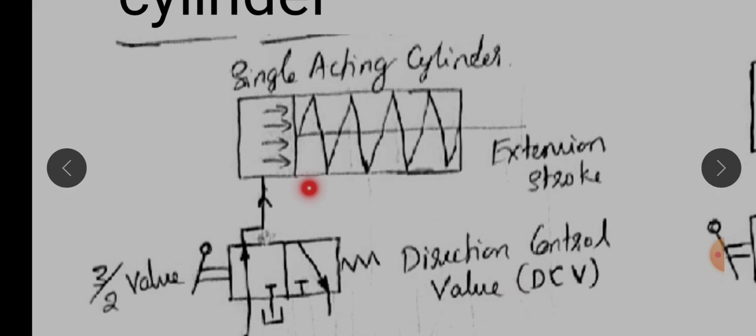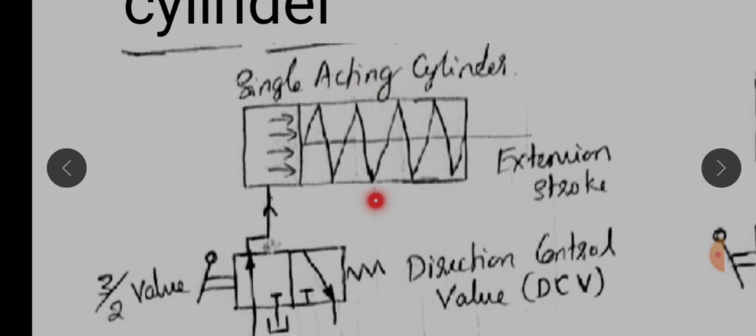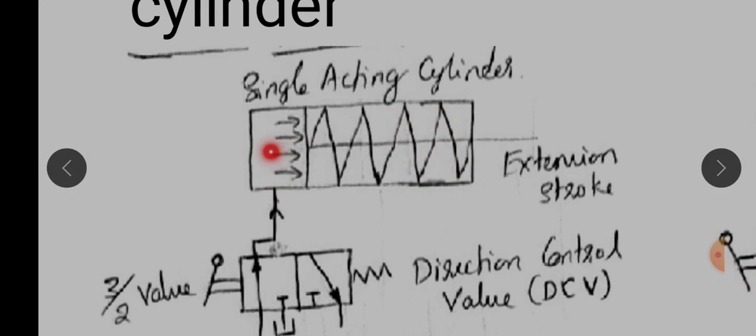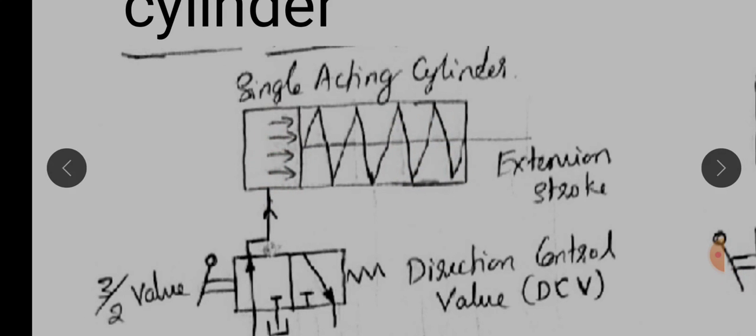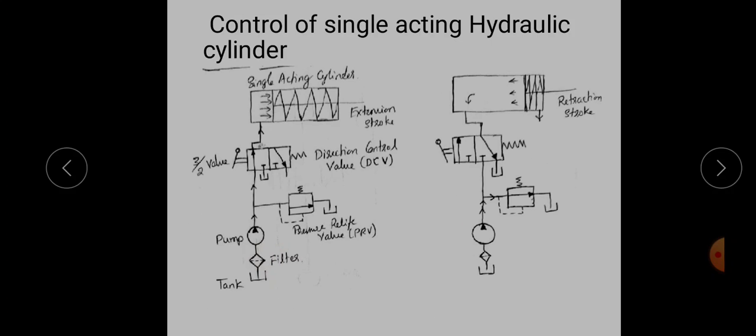From the DCV the liquid is transferred to the actuator. So this is a single acting cylinder. This is a cylinder symbol, where this is the piston, this is the piston rod, and it is connected to the spring. You can see the spring here. The pressurized liquid comes here and pushes the piston to the right side and makes the extension stroke. So let's see the operation now.